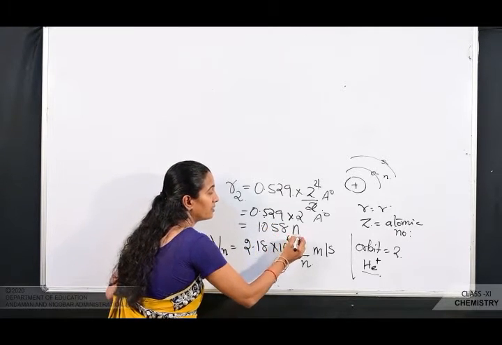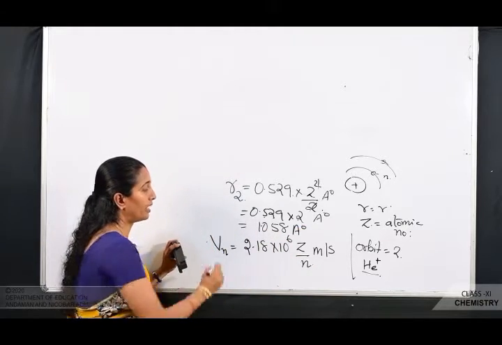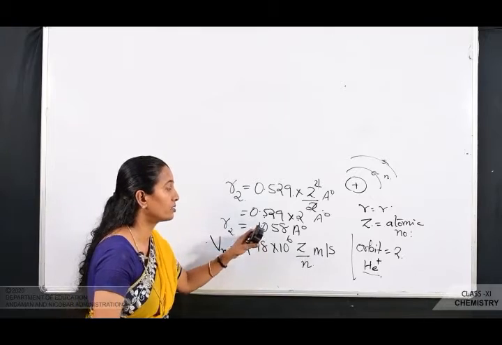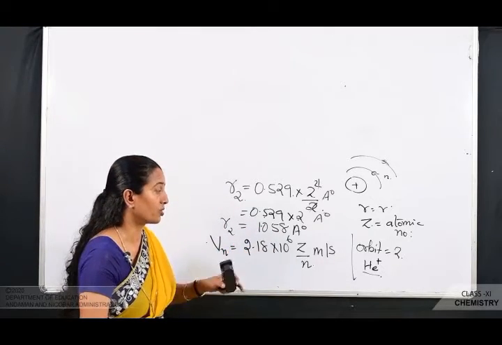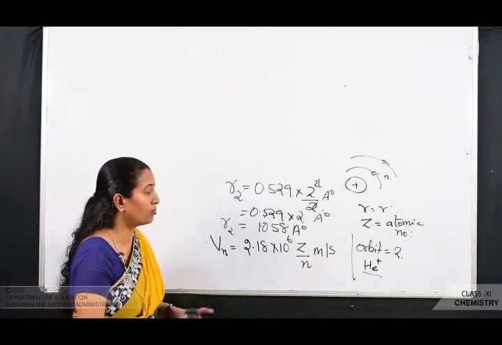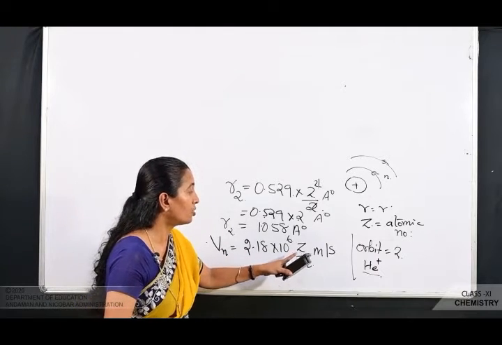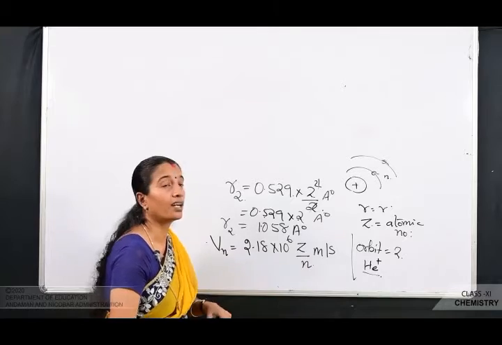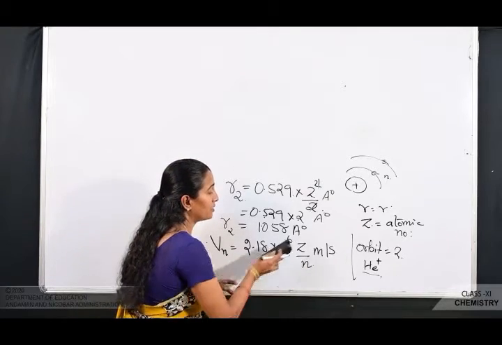Here the answer is 1.058, the Rn value, the radius, the distance between the electron and the nucleus is 1.058 Angstrom. In the same way you can find out the velocity. In the velocity formula you have to write the value of Z, which is 2, and here the value is 2. That means the 2 will get cancelled.